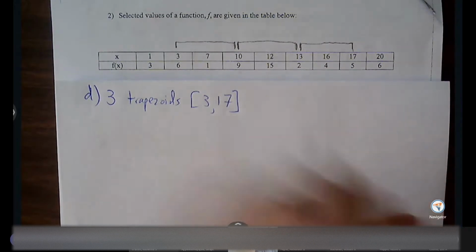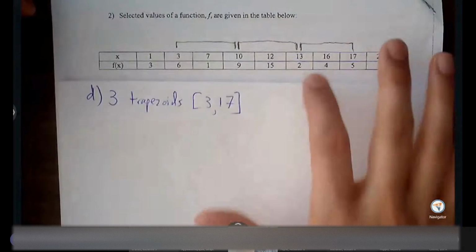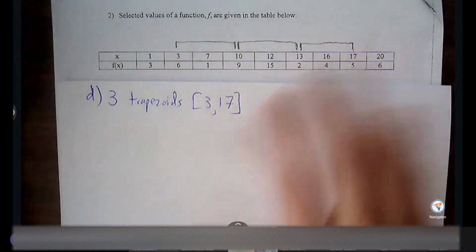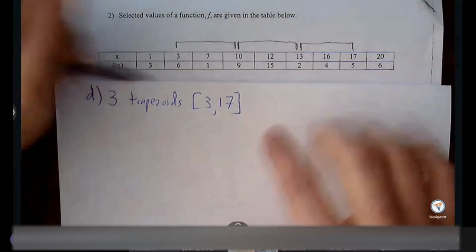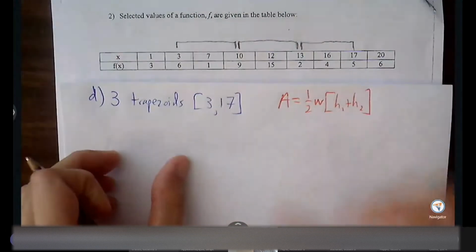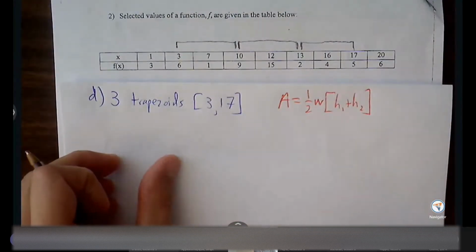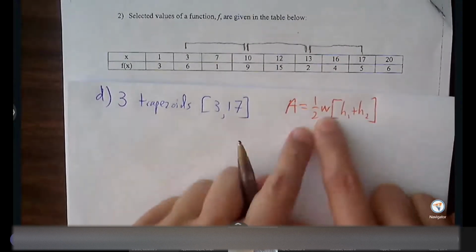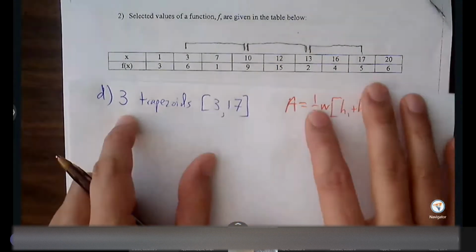Okay, we have an area formula for trapezoids. Now, we can't use the trapezoid approximation where we doubled all the middle terms because all the widths are different. So we're going to have to find the area separately for each trapezoid. So we have to do this process 3 times, once for each trapezoid. We can't double all the middle ones because the widths are most likely going to be different.